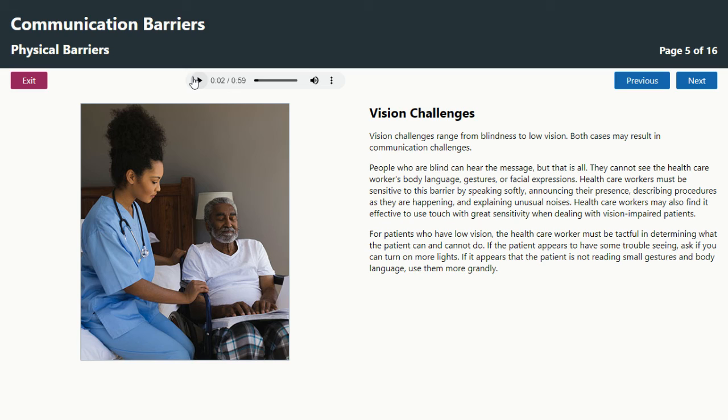Healthcare workers must be sensitive to this barrier by speaking softly, announcing their presence, describing procedures as they are happening, and explaining unusual noises. Healthcare workers may also find it effective to use touch or great sensitivity when dealing with vision impaired patients. For patients who have low vision, the healthcare worker must be tactful in determining what the patient can and cannot do. If the patient appears to have some trouble seeing, ask if you can turn on more lights. If it appears that the patient is not reading small gestures and body language, use them more grandly.